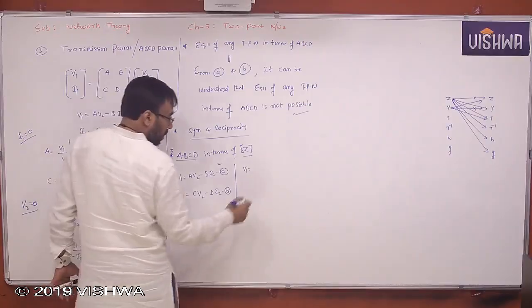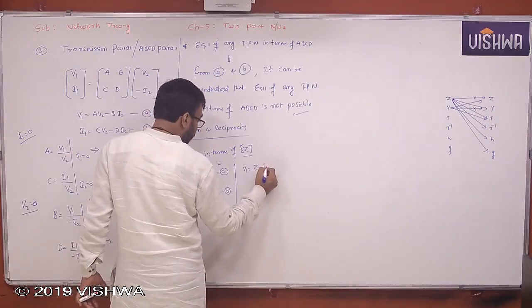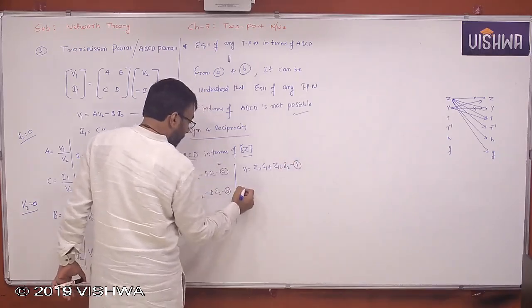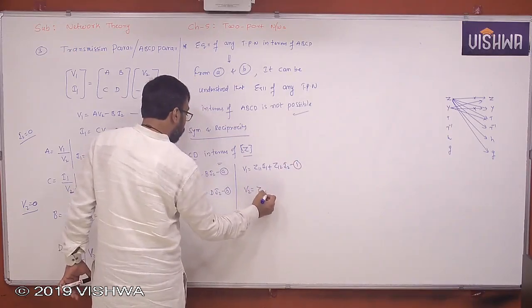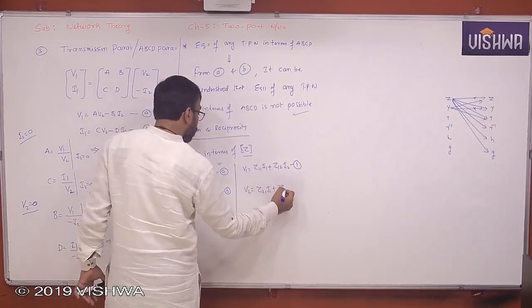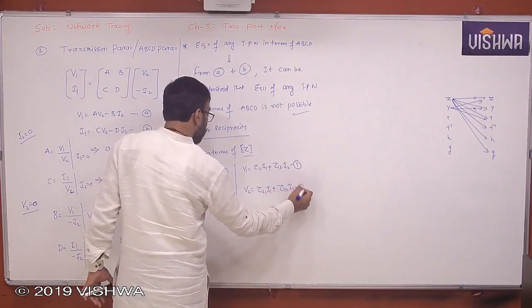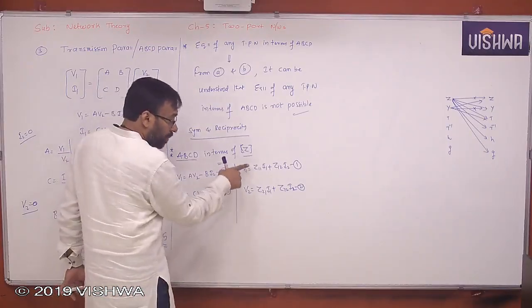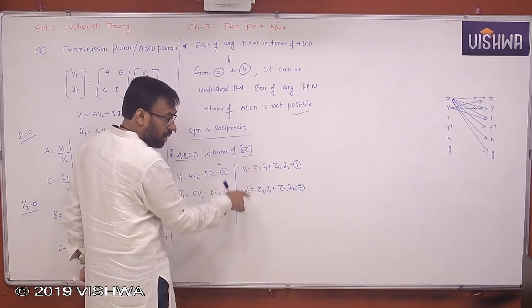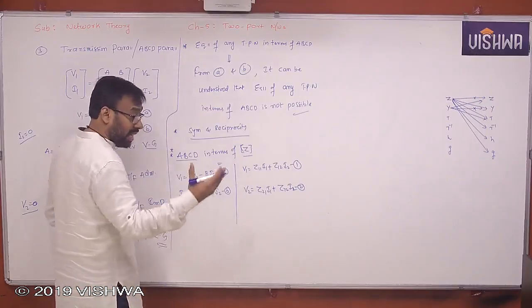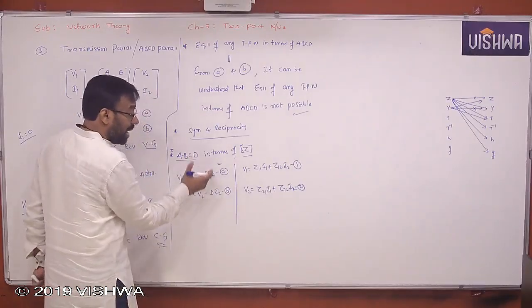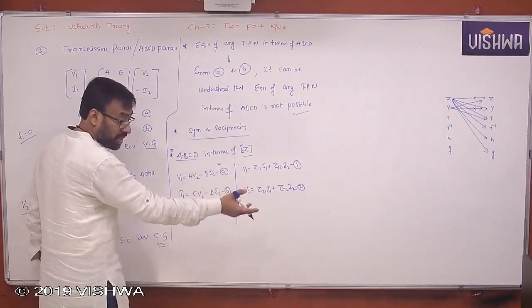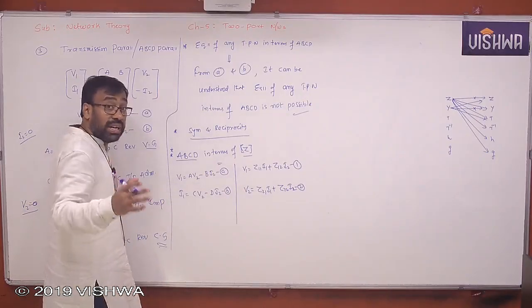I'll tell you how. So V1 is equal to Z11 I1 plus Z12 I2, equation 1. V2 is equal to Z21 I1 plus Z22 I2, equation 2. Understand all of you? Okay. Now I manipulate somehow these two equations so that the resulting equations can be comparable with A and B. Then I can easily express A, B, C, D in terms of Z parameters. I hope you understand my intention here.